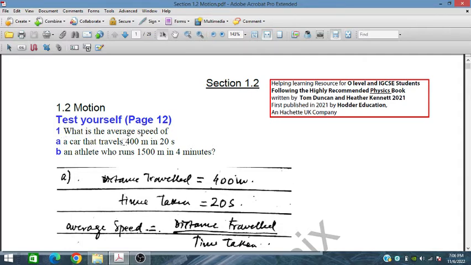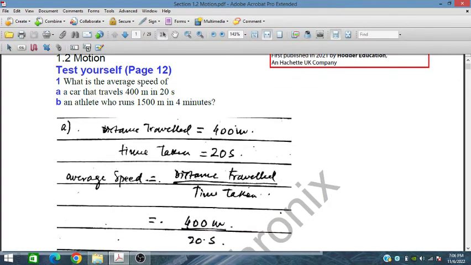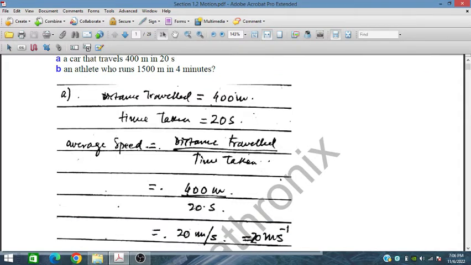Here the question is, what is the average speed of a car that travels 400 meters in 20 seconds? The distance traveled is 400 meters, and the time taken is 20 seconds. So we will divide the distance traveled by the time taken to get the speed. 400 divided by 20 means 20 meters per second.